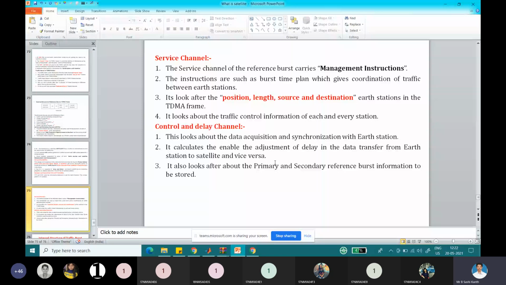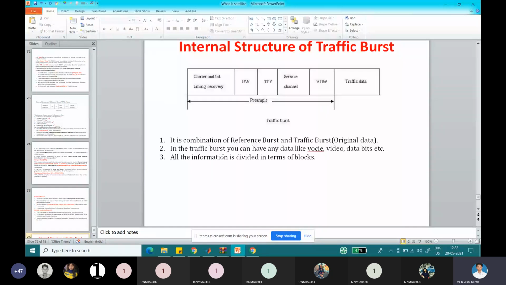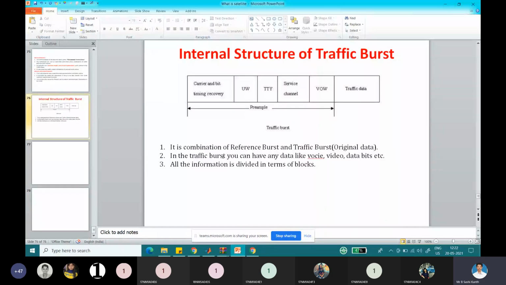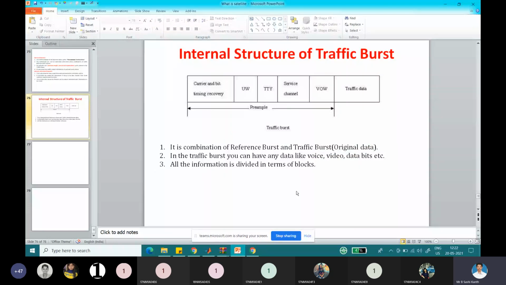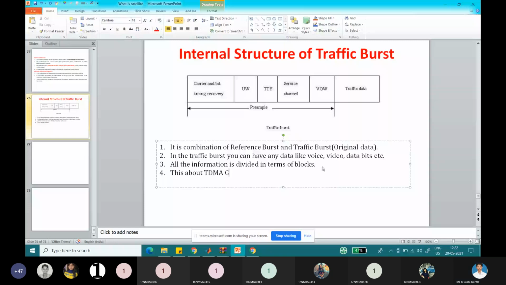And this is your internal structure of the traffic burst. It is the combination of the reference burst, where we remove the control and delay channel and add the traffic burst, and the traffic burst is the original data consisting of voice, video, and data bits, divided in terms of blocks. So this is about the TDMA frame structure.